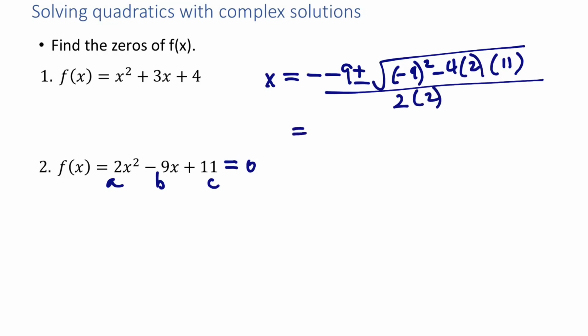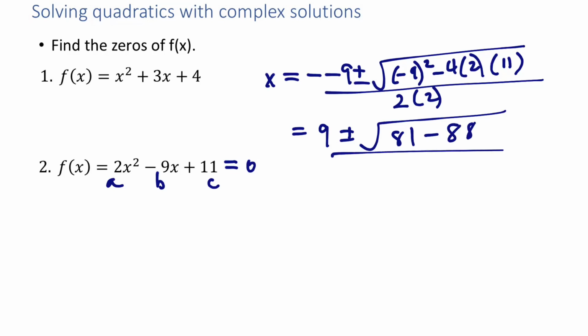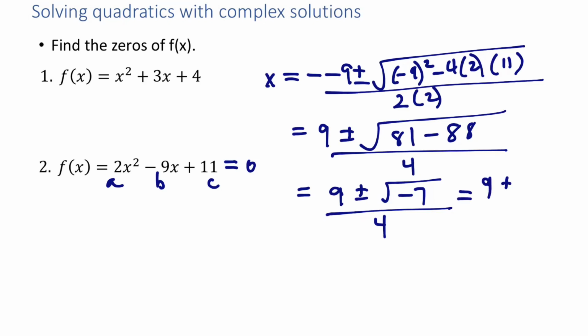So that's going to be 9 plus or minus the square root of 81 minus 88, divided by 4. So that's 9 plus or minus the square root of negative 7, over 4. So we can just say this is 9 plus or minus i square root of 7, over 4. So let's go over to here. So we're going to put the 4 under each piece.